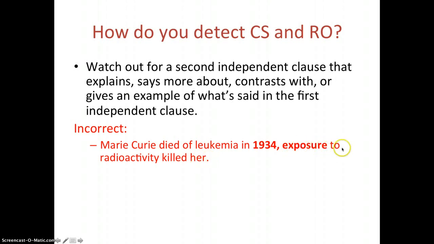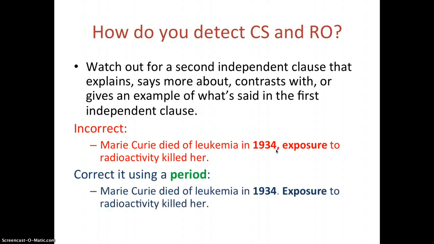We have a subject phrase and we have a verb, predicate, but it's joined here with a comma, so it's a comma splice mistake. So how could you correct it using a period? Pretty simple, right? Marie Curie died of leukemia in 1934. Exposure to radioactivity killed her.